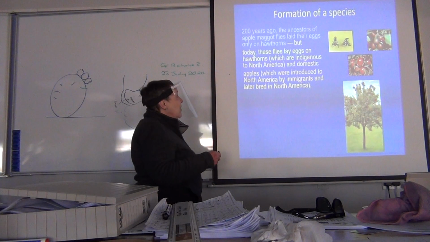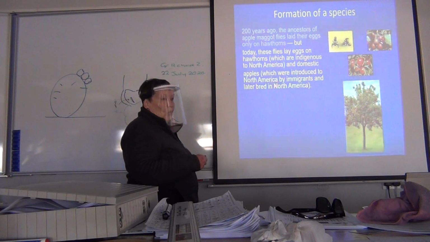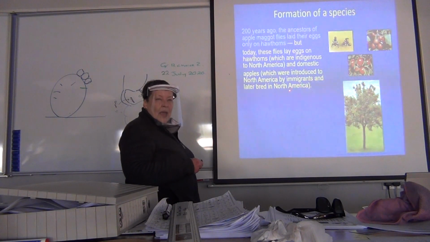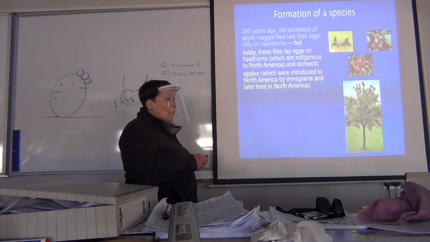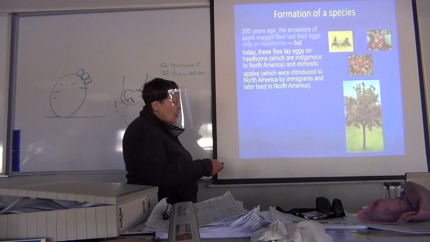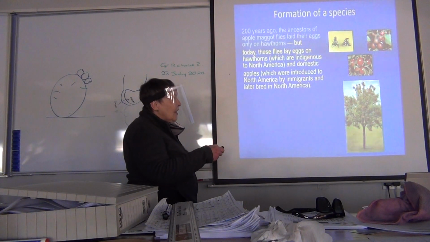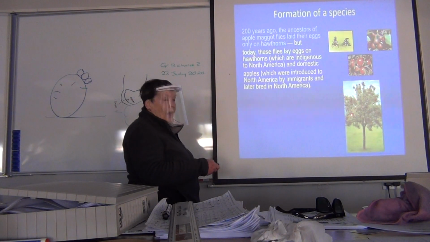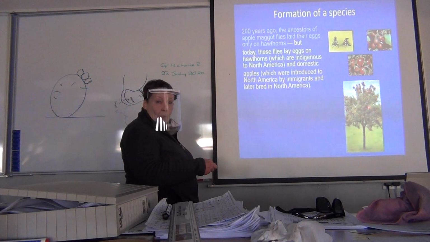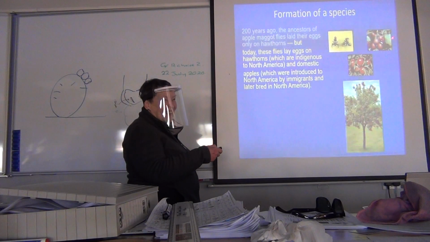And then along came some immigrants that moved to North America from Europe, and they thought, oh, we really miss apples. And so they imported some apple trees. So apple trees with apples, not to be confused with hawthorn trees and hawthorn fruit. And these apple maggot flies are able to lay their eggs on apples, just as they used to be able to lay them on hawthorn fruit.